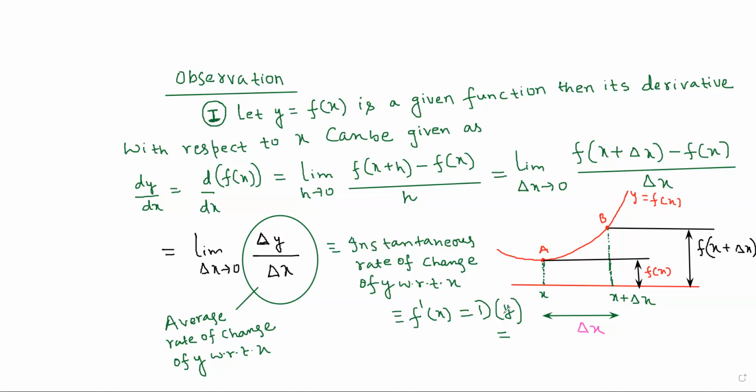So basically, let y is equal to f(x) be a given function. Then its derivative with respect to x can be given as dy by dx. You can simply say differentiation of f(x) with respect to x, the limit delta x tending to 0 of f of x plus delta x minus f(x) upon delta x. So we have to consider this in a different manner.